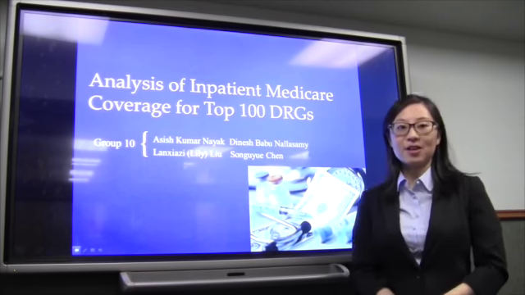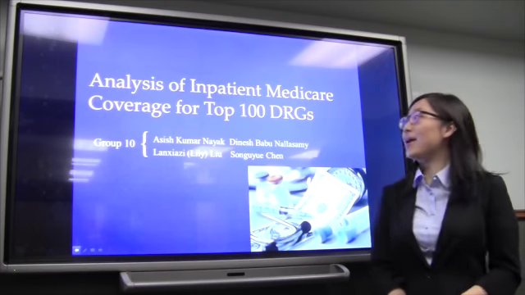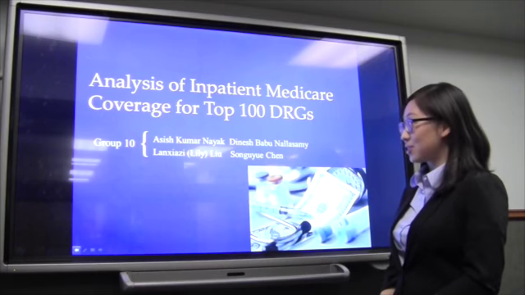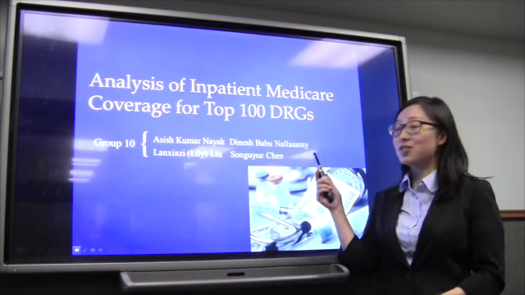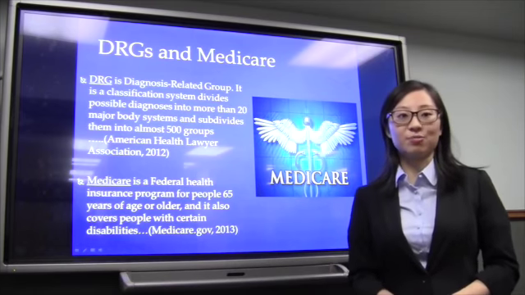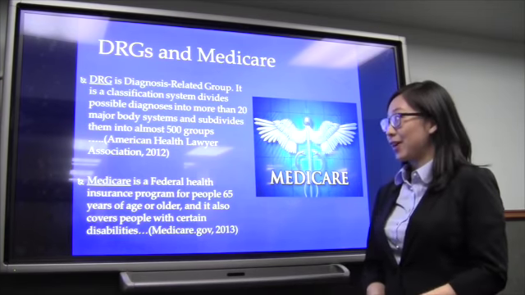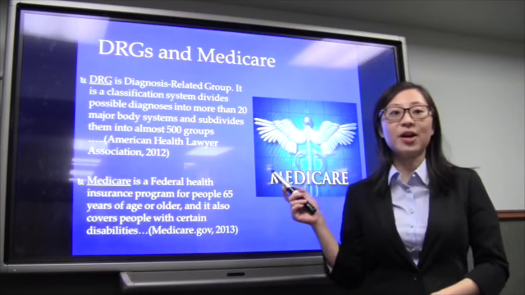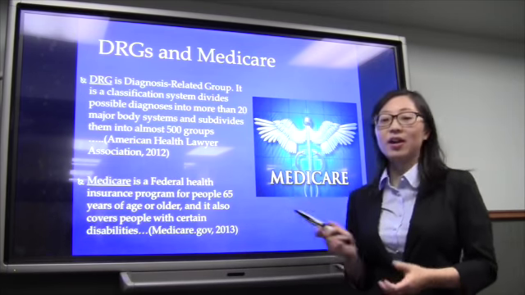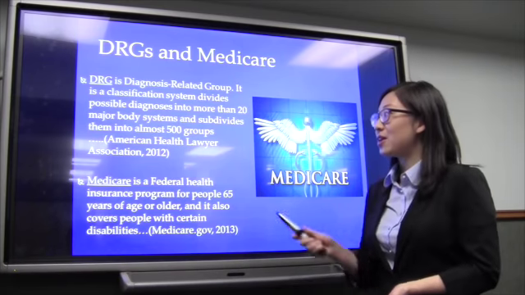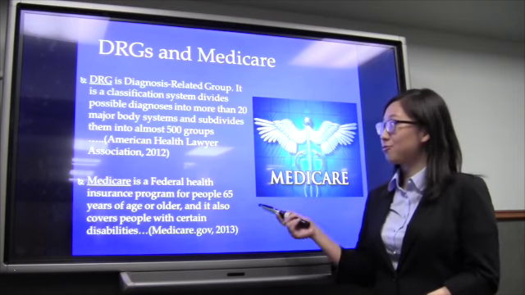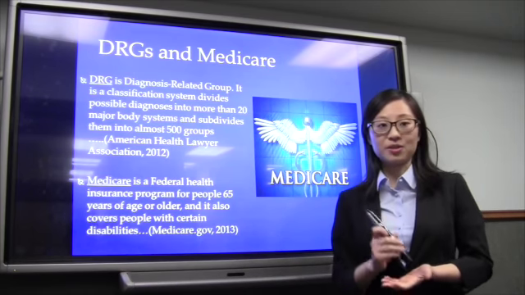Our project is Analysis of Inpatient Medicare Coverage for Top 100 DRG. So when you read this title, you may ask what is DRG and what is Medicare? DRG is Diagnosis Related Group. It is a classification system that divides possible diagnoses into more than 20 major body systems, and it can also subdivide them into almost 500 groups for the purpose of Medicare reimbursement.